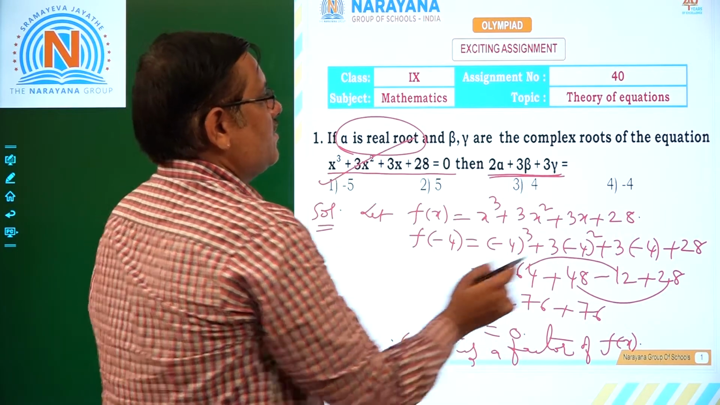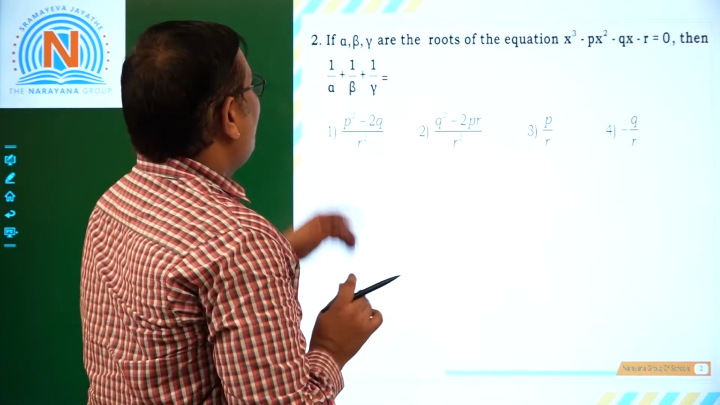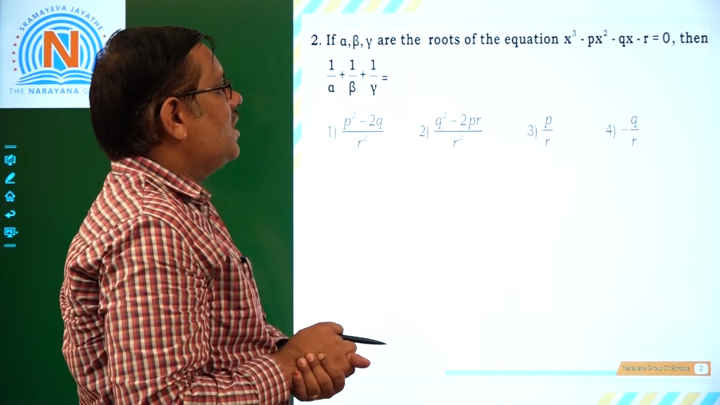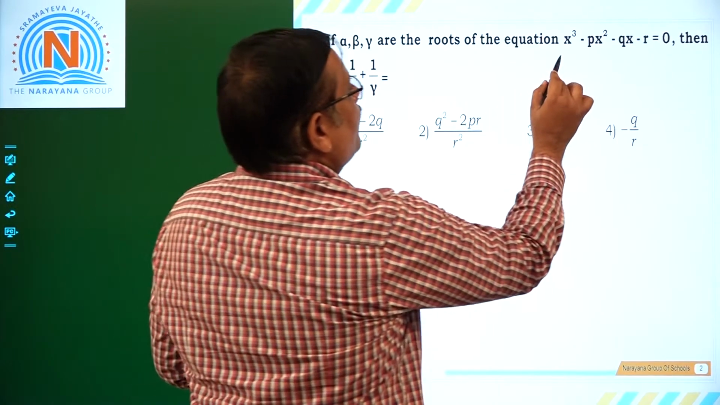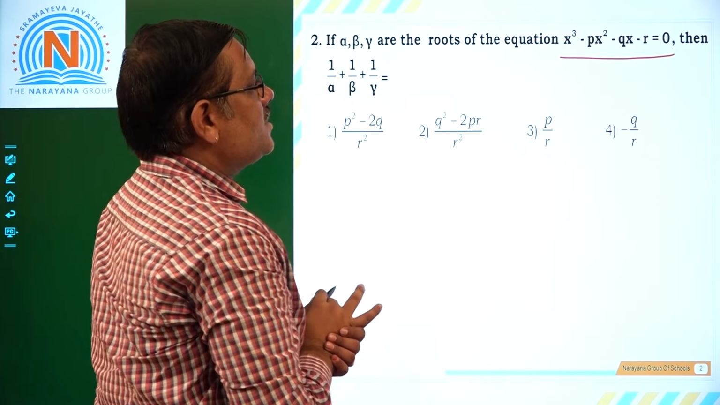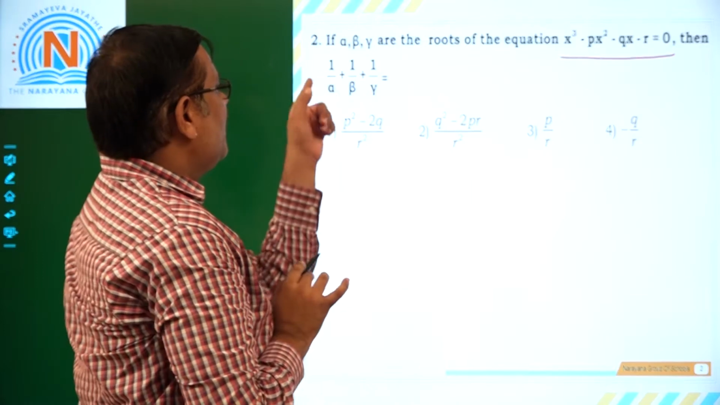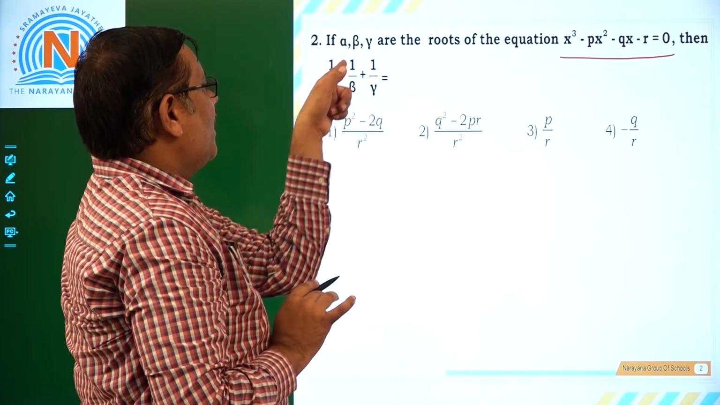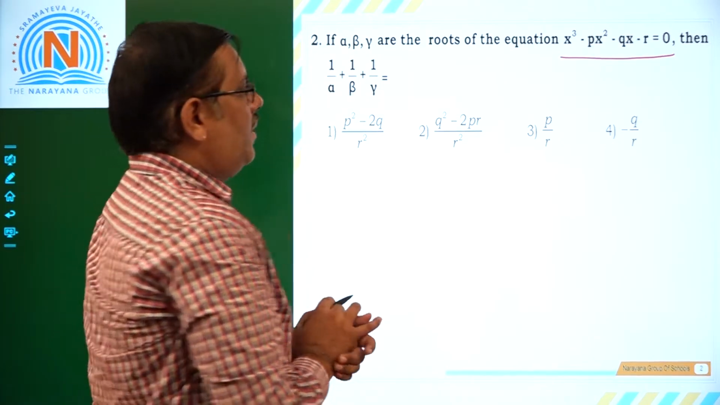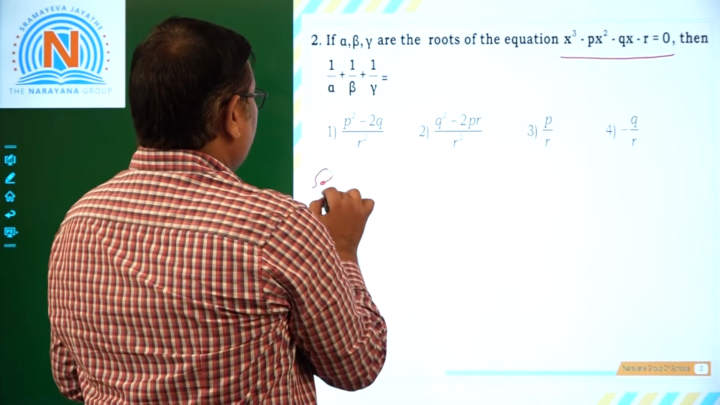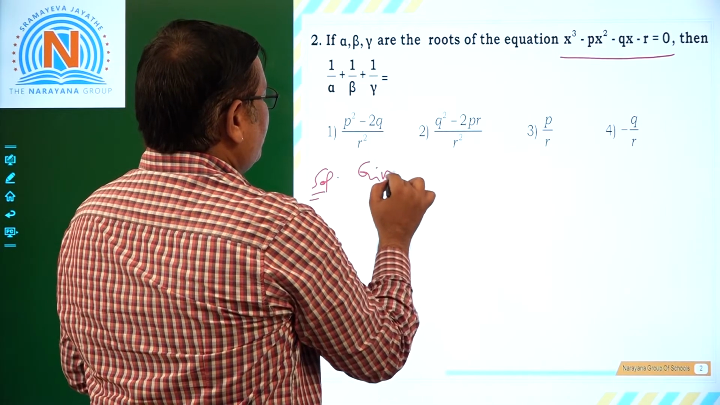Okay. Now we'll move to the next question. If alpha, beta, gamma are the roots of the equation x cube minus bx square minus qx minus r is equal to 0, then what is the value of 1 by alpha plus 1 by beta plus 1 by gamma? If you observe here, what is the given equation?